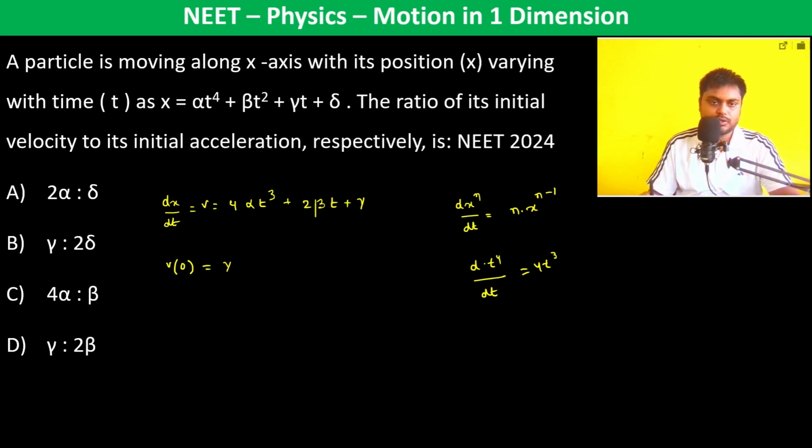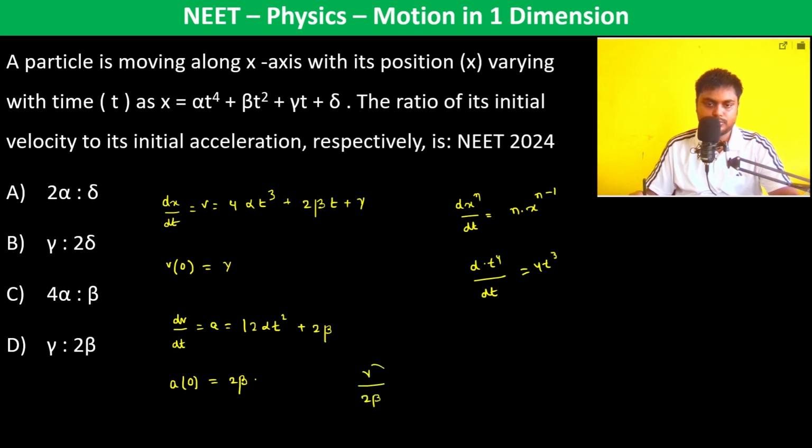Now we differentiate velocity, so we get dv by dt, which is equal to acceleration, that is 12 alpha t square plus 2 beta. So therefore acceleration at time t equal to 0 is equal to 2 beta. So therefore the ratio of initial velocity to initial acceleration is gamma upon 2 beta, which is the option number D.